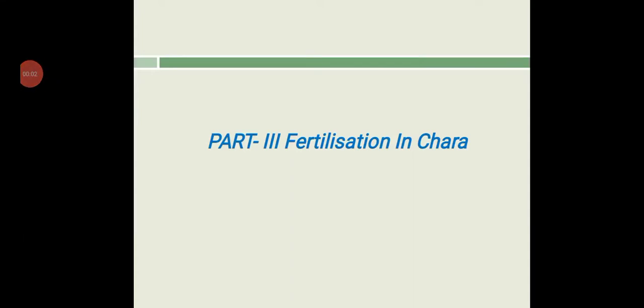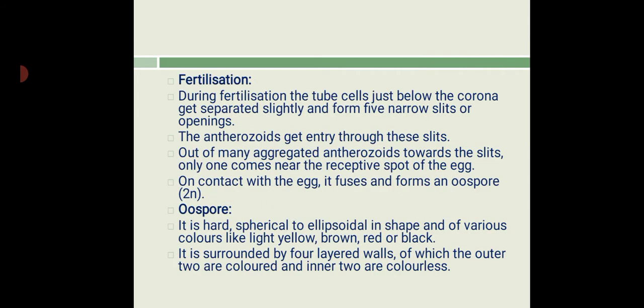Good morning, students. So we will continue with the same topic, Chara, and today we are going to discuss the fertilization process in Chara. पिछली क्लासेस के अंदर we have discussed the specialized or peculiar reproductive structures which are found in Chara, that is globule and nucleole. In today's class, we'll discuss how the fertilization takes place in Chara.